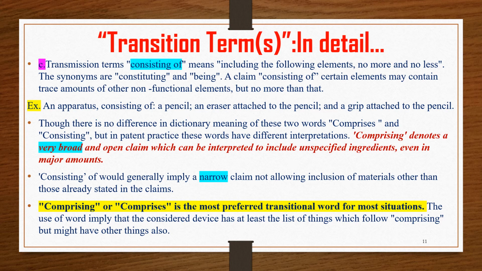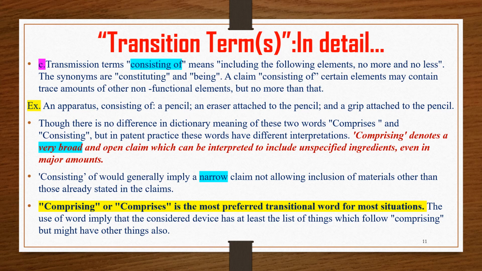So we can say the synonymous terms here are constituting and being also. A claim consisting of certain elements may contain trace amounts of other non-functional elements, but no more than that. For example, an apparatus consisting of a pencil, an eraser attached to the pencil, and a grip attached to the pencil.